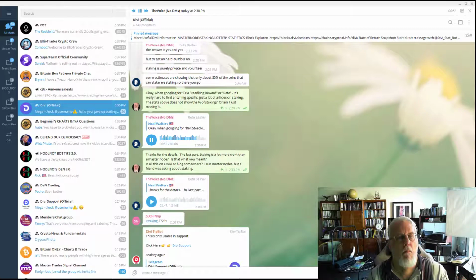So the bot in the support channel would be the most conservative number that you would get. But right now, yes, it is returning a little bit more. It's just a lot more work for some people.